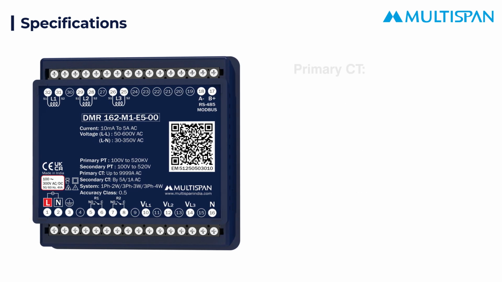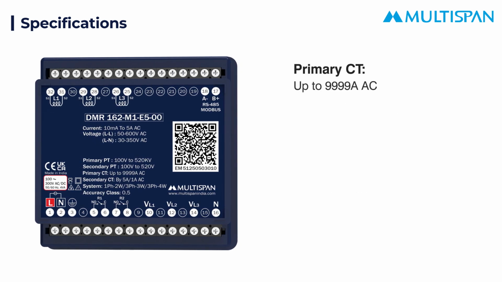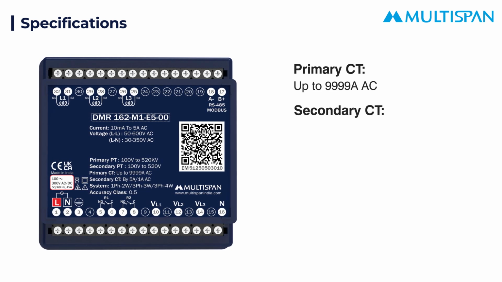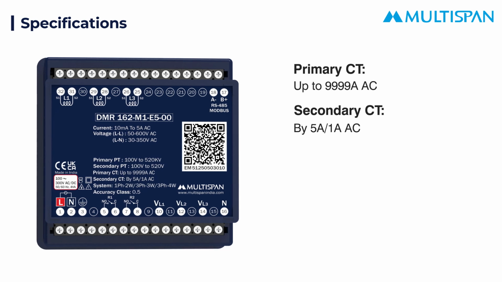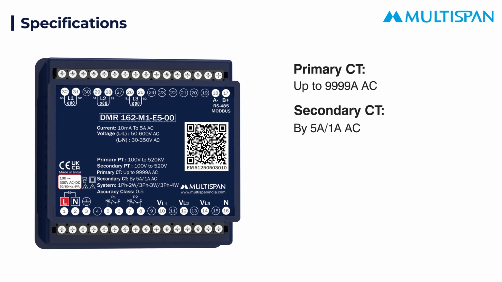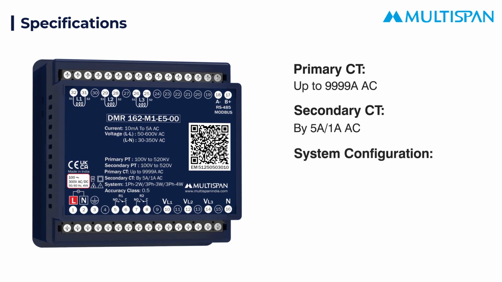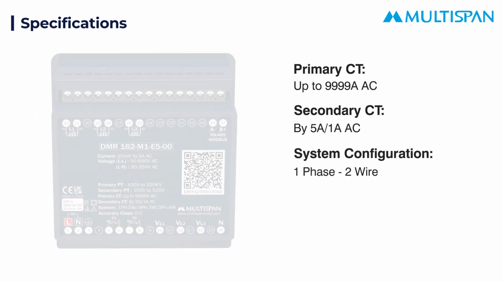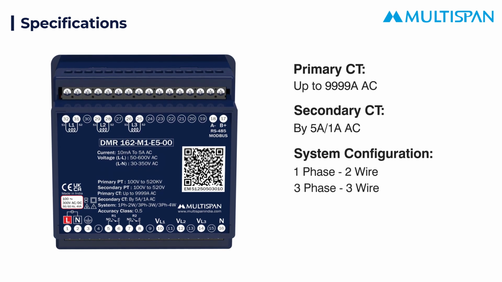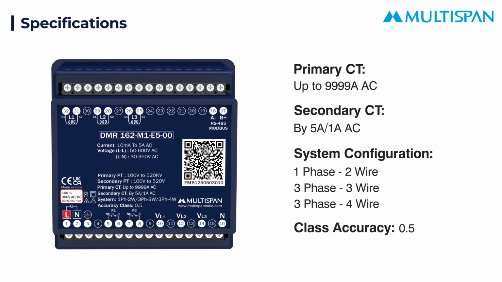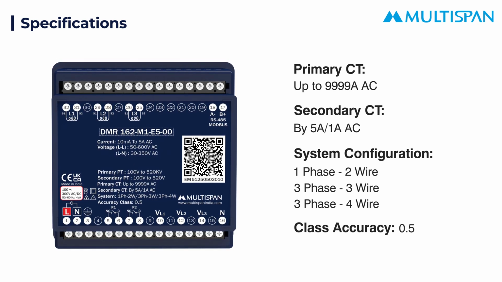For the current transformer, you can connect a primary CT of up to 9999 amperes. The secondary CT rating can be set to either 5 amperes or 1 ampere. This is fully selectable and customer configurable directly within the meter. For system configuration, you can use this meter in a single-phase 2-wire, 3-phase 3-wire, or 3-phase 4-wire setup. The class accuracy of this instrument is 0.5.